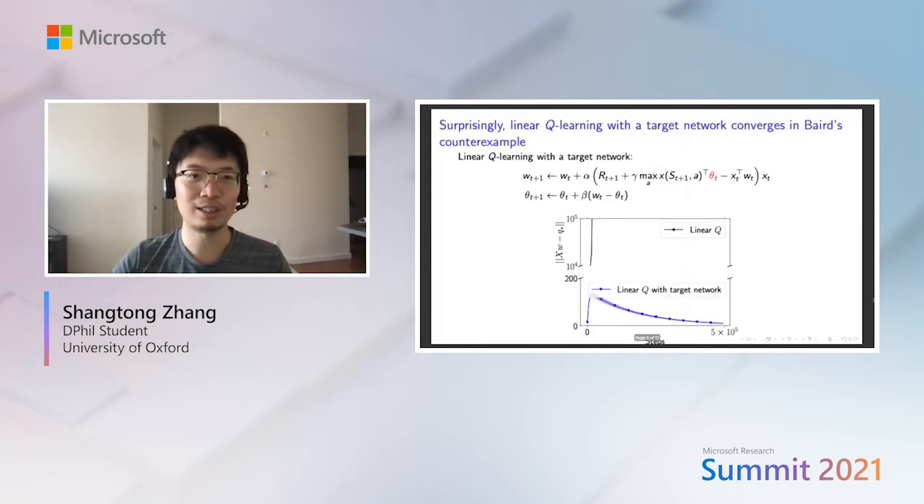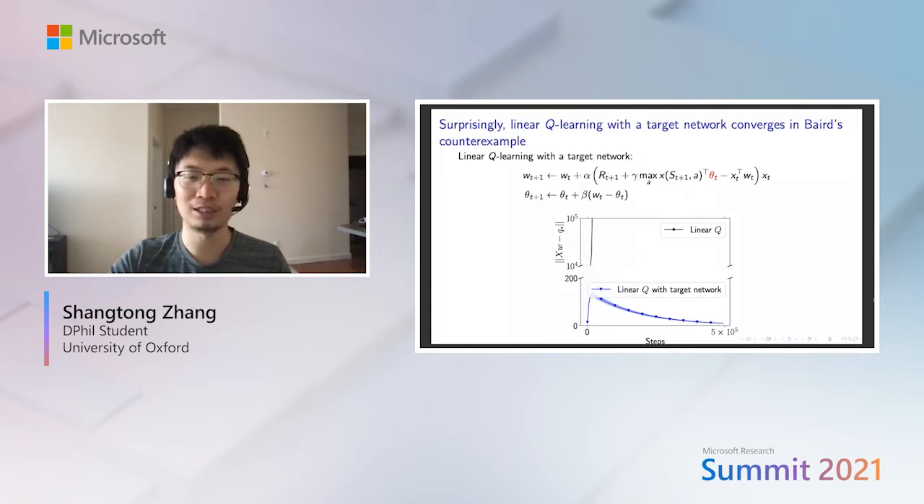But surprisingly, if we combine linear Q-learning with the target network, then in Baird's counterexample, it converges well. So we did nothing fancy. We just add a target network theta here. So this is the updated rule for linear Q-learning with the target network.